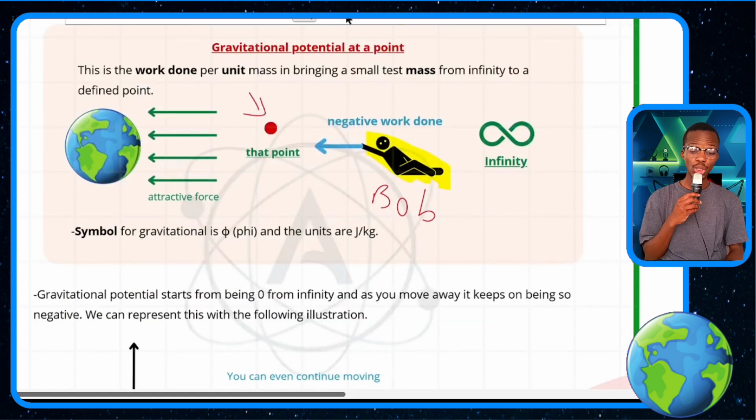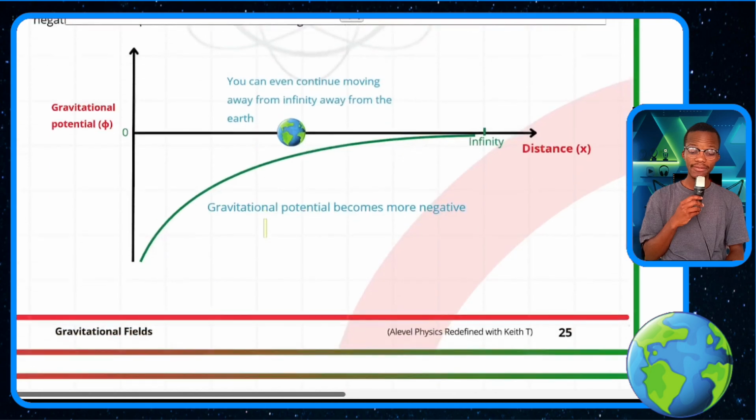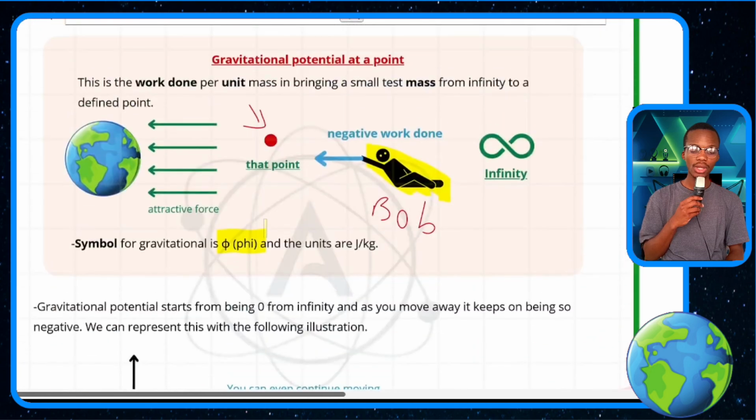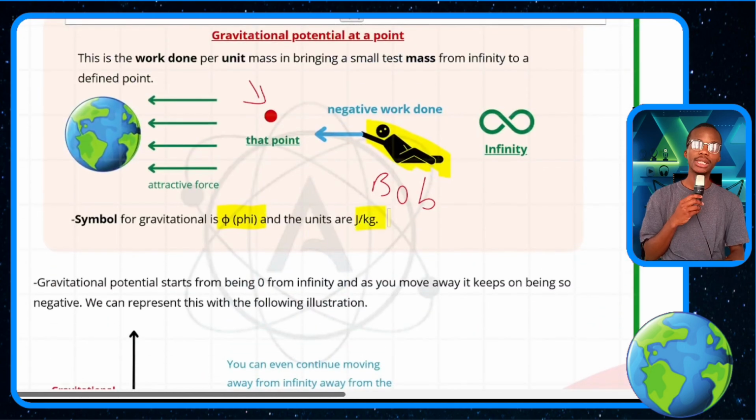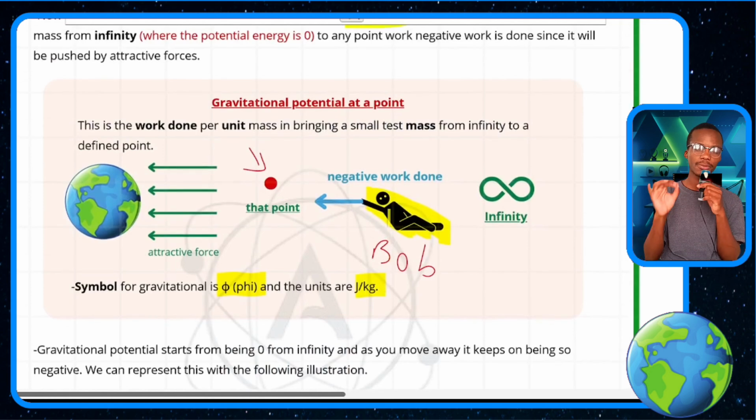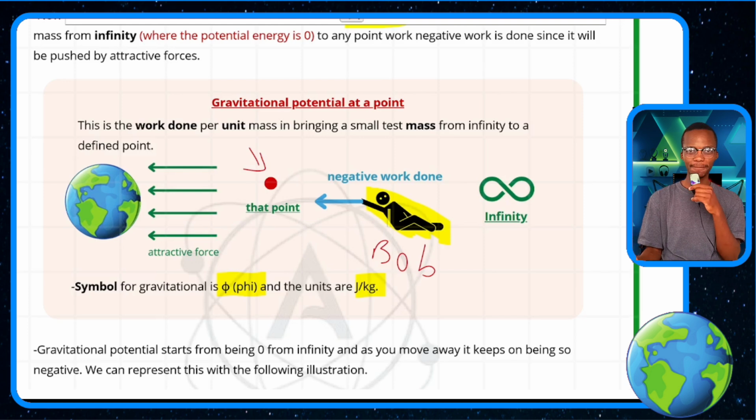So gravitational potential is a new concept we're going to introduce and give it the symbol phi, right? The units for gravitational potential are joules per kilogram. So that's what we mean by gravitational potential. What work do you do per unit mass as you bring a small test mass from infinity to a defined point, right? So that's all you need to know as we introduce gravitational potential. We're going to calculate it, how do we calculate it, in the next video, when we introduce and explain why it's actually negative, right?